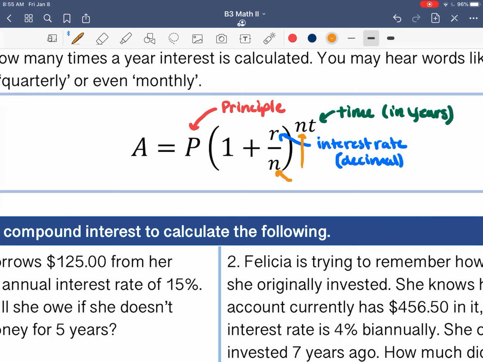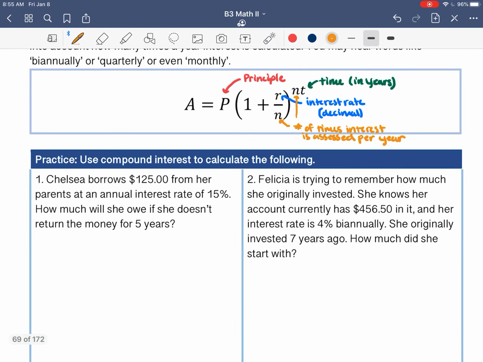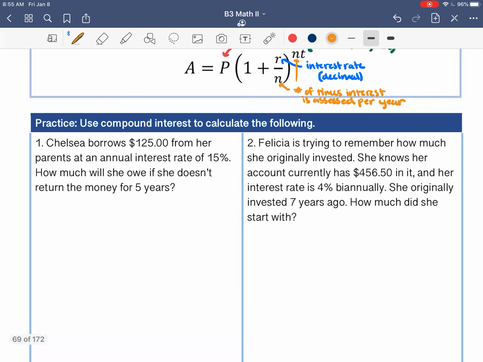They'll use words like biannually, which means twice a year, or quarterly, which means 4 times a year, or monthly, which means 12 times a year. This is just the number of times interest is assessed per year. And that's our formula.